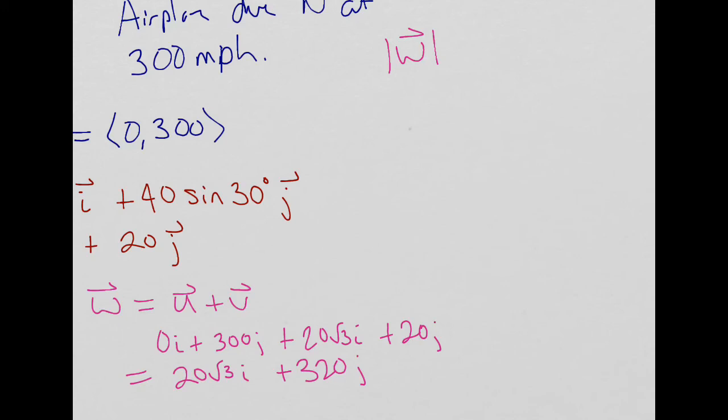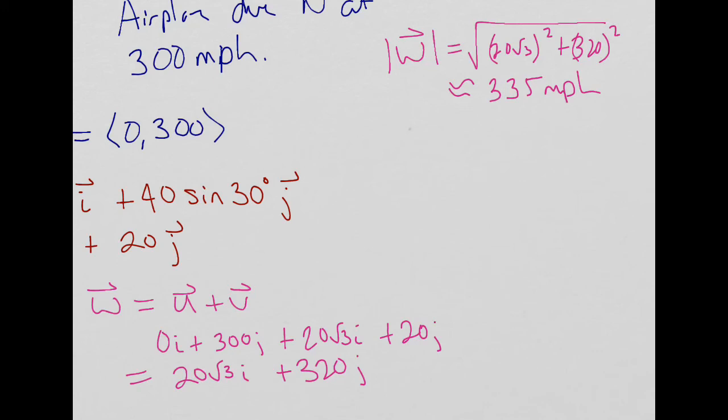If we go through and calculate that, it's going to be the square root of 20 root 3 squared plus 320 squared. We get about 335 miles per hour. So even with this crosswind, it's still blowing enough in the right direction that the airplane is actually getting propelled by a little bit, as opposed to if it was going straight into it. And then the final thing we can compute is the true direction.